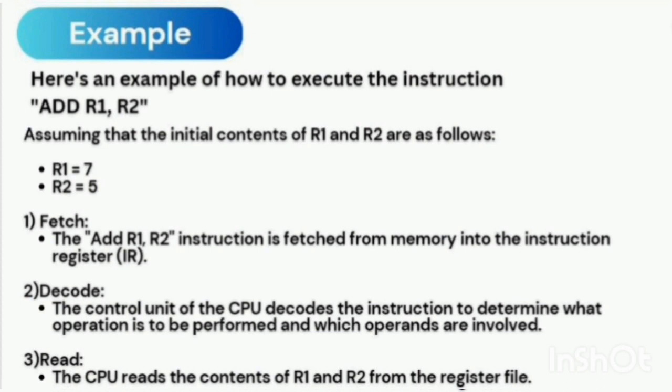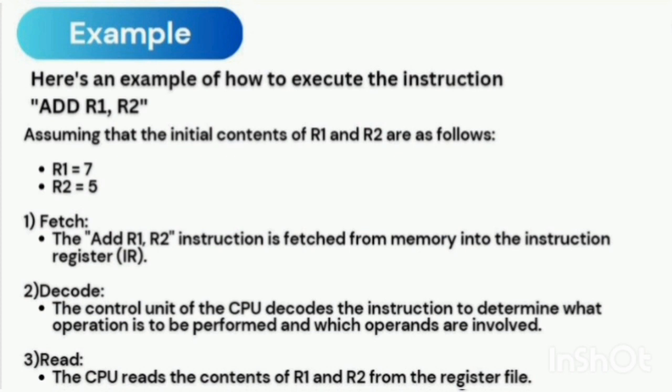Okay, so now that we have learned about complete instruction execution, we are going to look at an example of it. So here's an example of how to execute the instruction add R1 R2. R1 and R2 are two registers, and we are going to initialize R1 by 7 and R2 by 5. So the first step here is fetching.